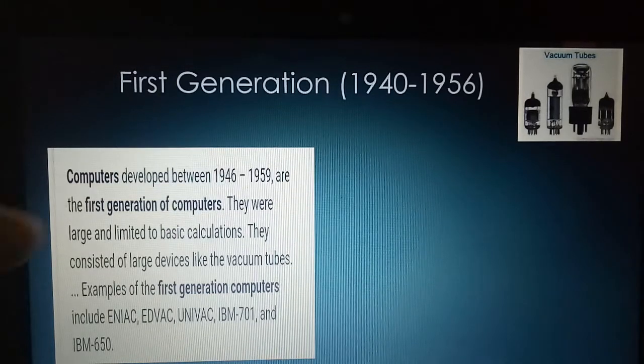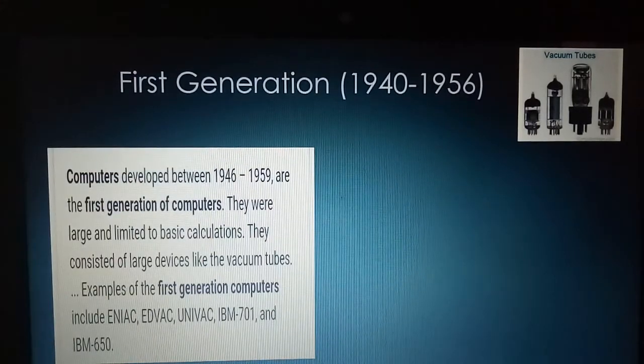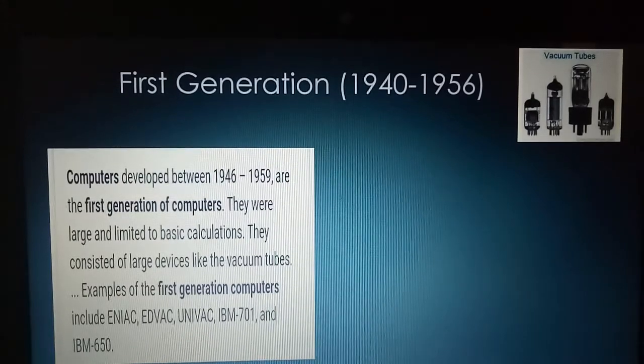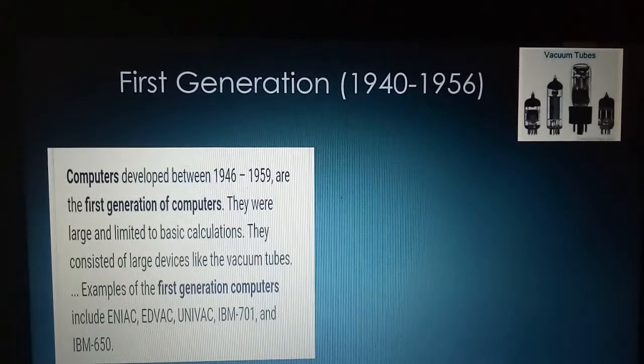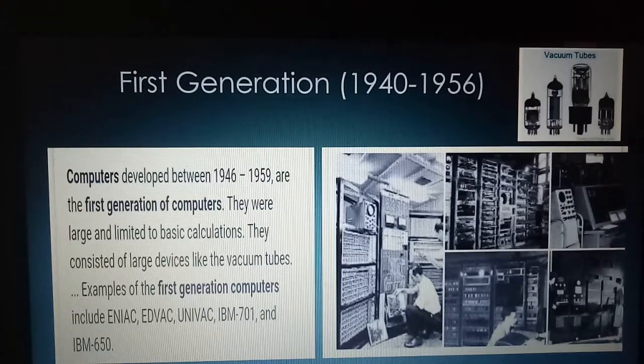You can see they were large and limited in basic calculation. They consisted of large devices like vacuum tubes, so they had limited calculation. Nowadays computers can do different scientific calculations, but these machines never used to do those. Coming to the next generation, see the size of the machine. The first generation computer was such a big machine that it used 18,000 square feet of area.